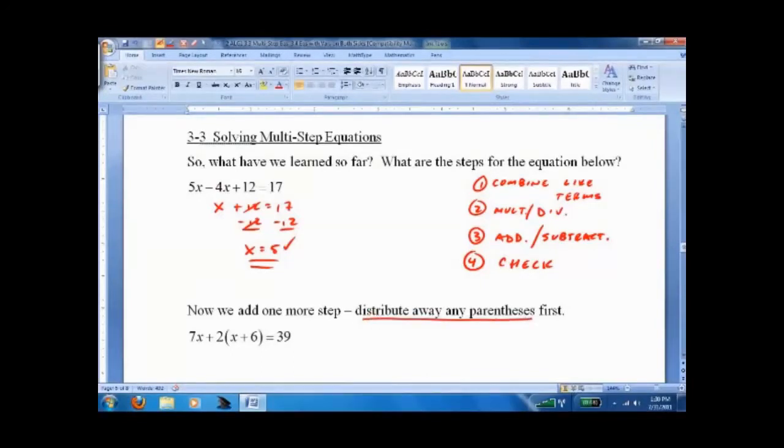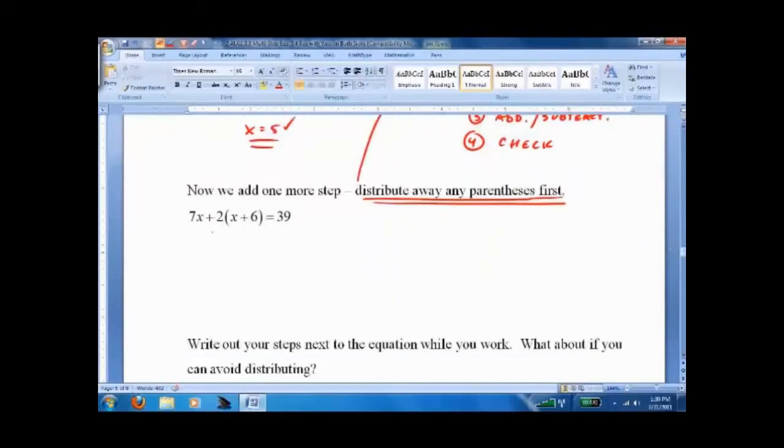And that's distribute away any parentheses first, which applies most of the time, but not always. So that would go right here. So I shouldn't have numbered those, but hey, life goes on. So let's distribute away parentheses. 7x plus 2x plus 12 equals 39. And we're back where we started. Combine like terms. 9x plus 12 equals 39.